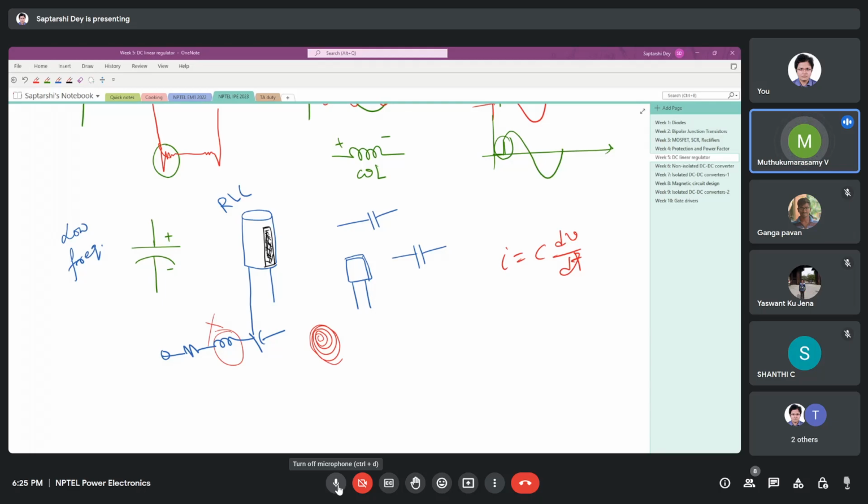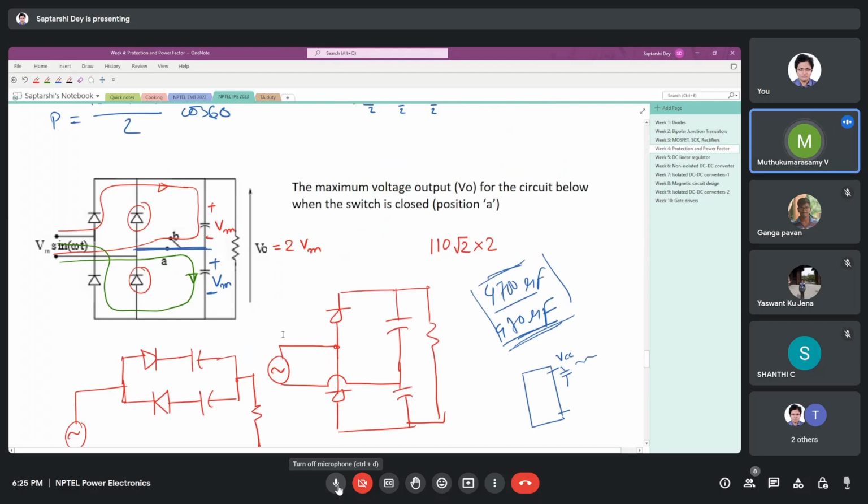Sir, actually, in both the circuits, in the first circuit, I think the voltage is not 2 Vm, because before the bottom capacitor charges to Vm, this capacitor discharges a bit. Yes, it discharges a bit, but since nothing is mentioned here and capacitor values are not given, we will assume them to be large capacitors. Okay.